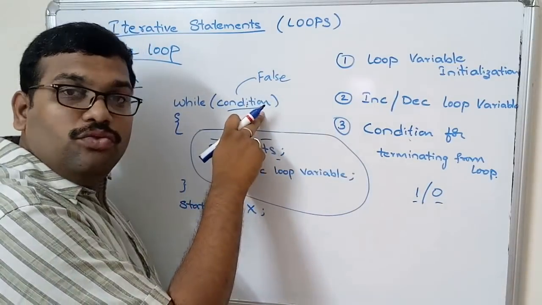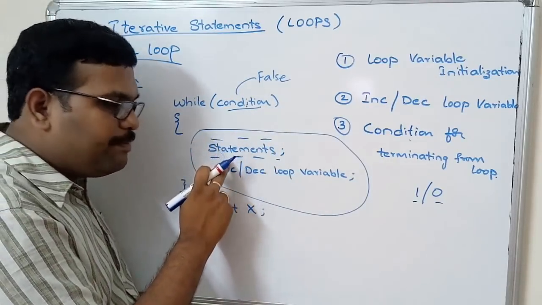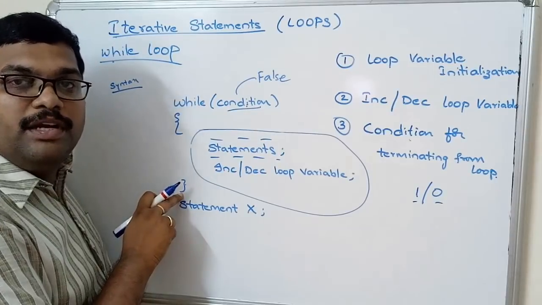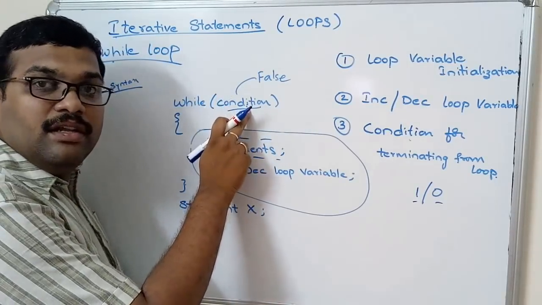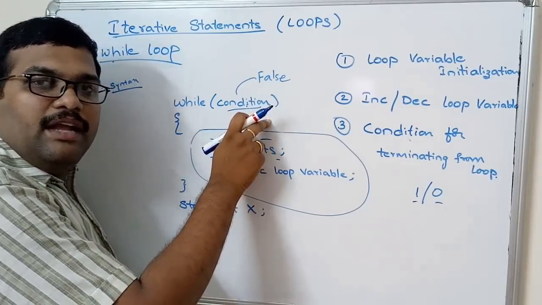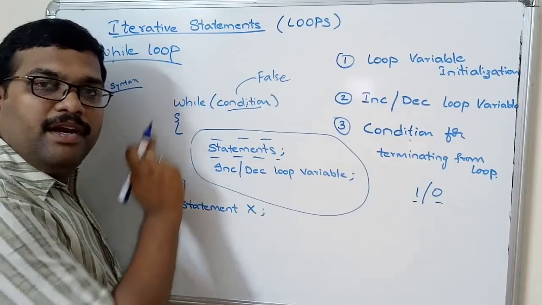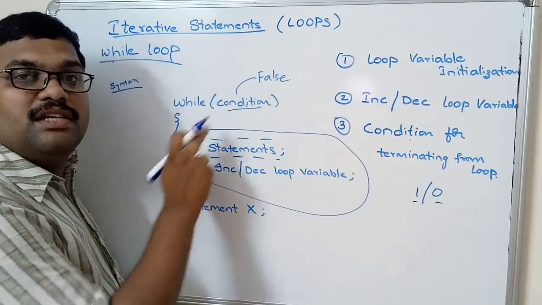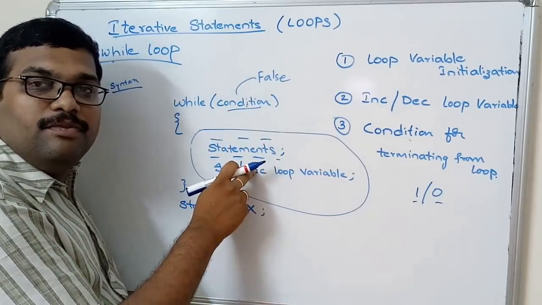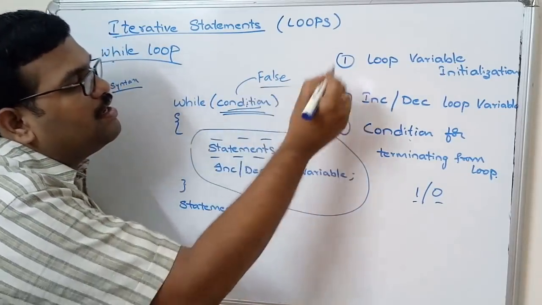If the condition is true, the control will enter into the block and all these statements will be executed. Immediately after coming to the closing brace, it will go to the condition again, and the condition will be checked. If the condition is true, then again the statements will be executed. This process will repeat until the condition becomes false.